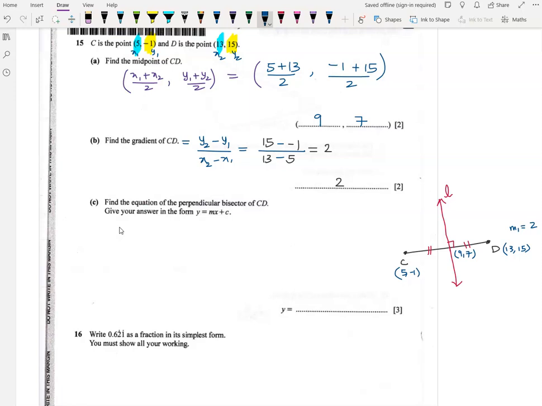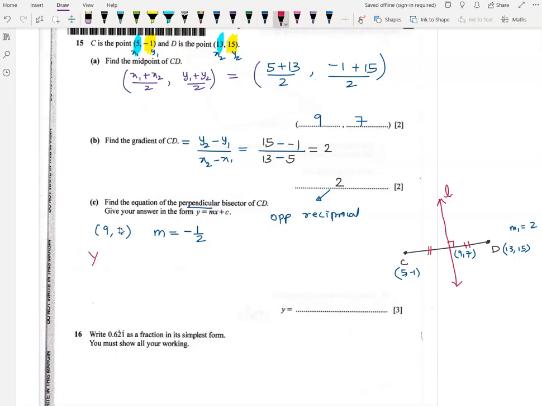Now, since line L is passing through the midpoint, we have a point (9, 7) which lies on the perpendicular bisector. Also, because it is perpendicular, the slopes are related. The slope of the perpendicular line will be the opposite reciprocal. The slope was 2 for line CD, so the opposite sign will be minus, and the reciprocal of 2 will be 1 upon 2. Now, we have these two pieces of information. Using this, we can find the equation of the line.